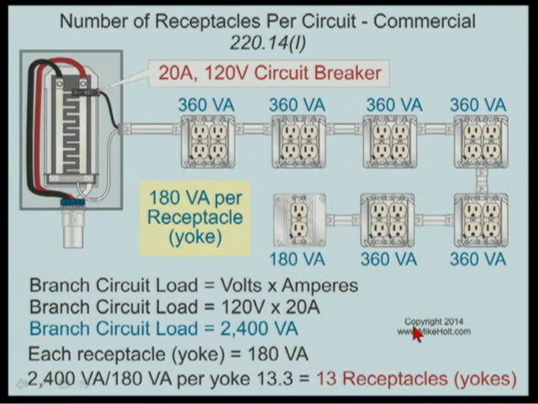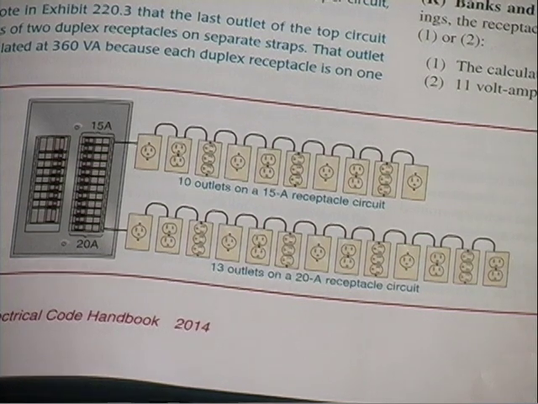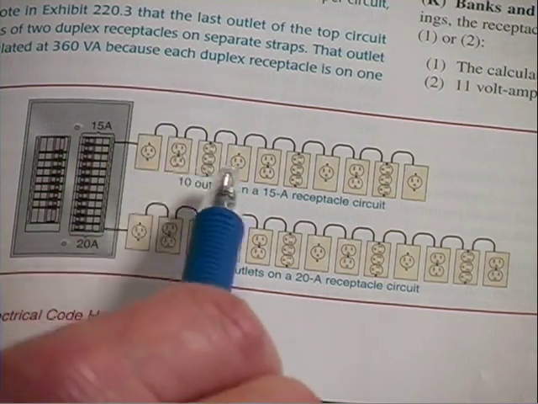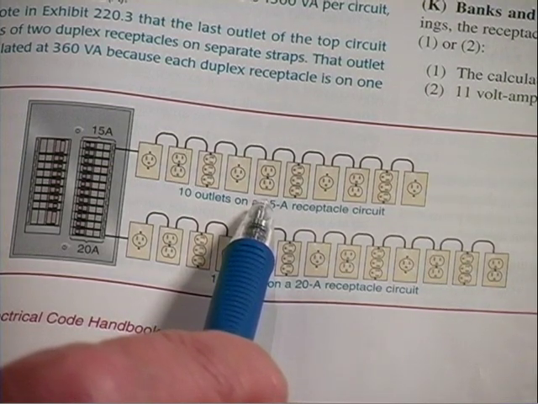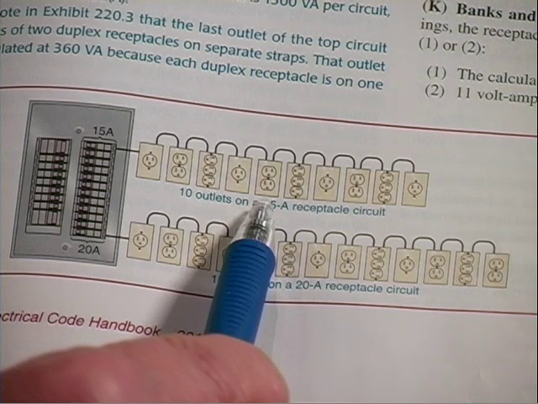Now, people say, well, I don't know about that, Mike. Well, let's take a look at the NFPA handbook graphic right here. This is the graphic that shows us the number of receptacles. If you have a 15 amp circuit, you can do the math there. We probably should have another graphic on 15 amps. 15 times 120 is what, guys? Is that 1920? 1800. 1800. Well, that's a beautiful one, right?